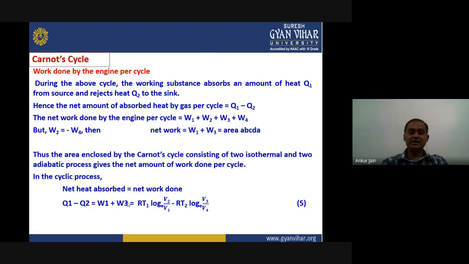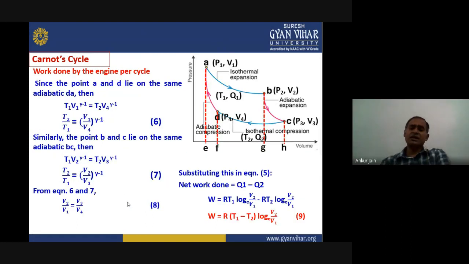Now we will take the consideration of the adiabatic processes. We have calculated some equations between P and V, P and T, and V and T. We will consider them now here. Now look at the figure and we will find that A and D are on the same adiabatic process, right? They are lying on the same curve. Similarly, B and C are also lying on the same curve. So that means this is an adiabatic process.